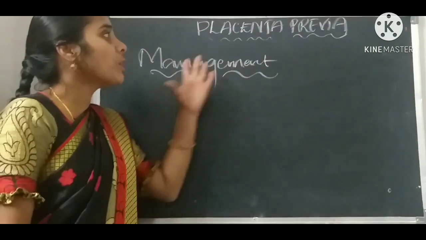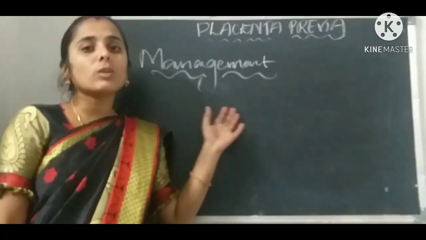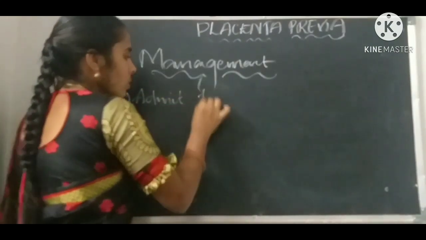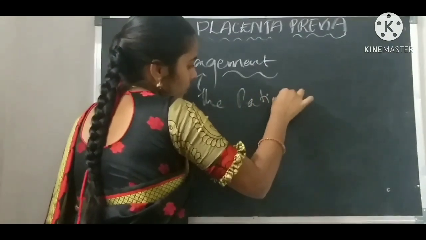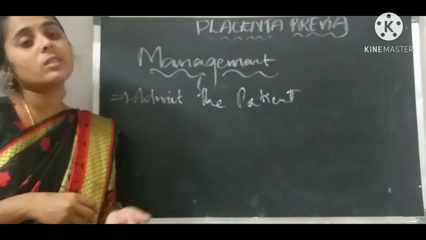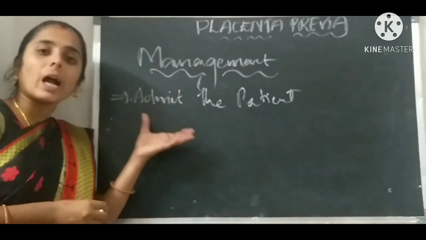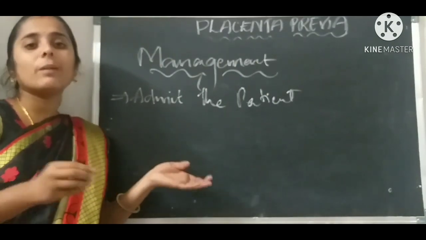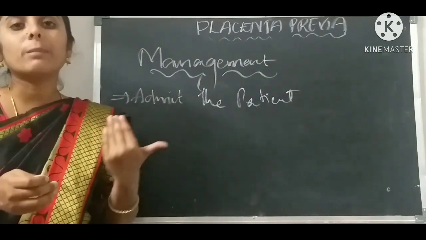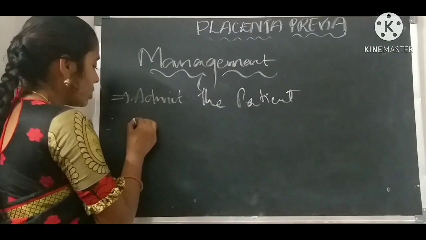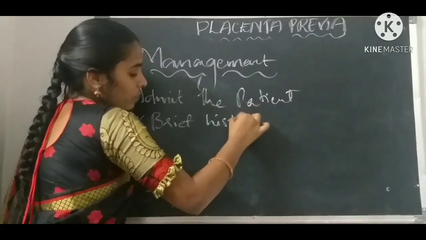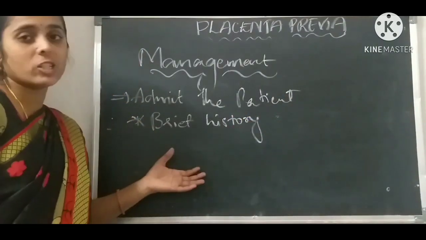And next we will see the management of placenta previa. In the management of placenta previa, the first one is to admit the patient. When the patient is suspected of having placenta previa, we have to admit the patient immediately. Why? Because the bleeding may continue or stop on its own. So the patient should be hospitalized. After admission, a brief history of the patient should be taken and recorded.